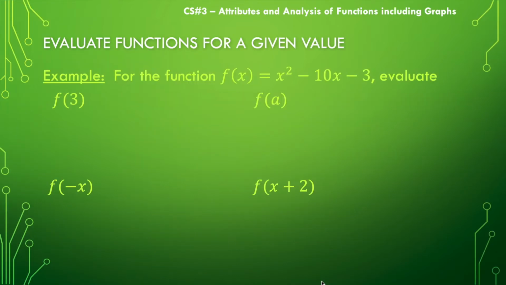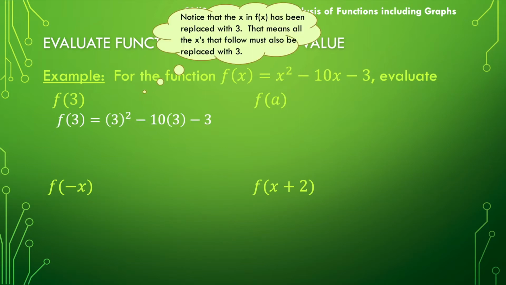So let's jump in. Sometimes we are given a defined function, such as the one you see here, f of x is equal to x squared minus 10x minus 3. And we're asked to evaluate specific function values. So when I see something that looks like f of 3, that's really saying, what is the y value when I substitute 3 in for every x in the function? Notice every x in this defined function has been replaced with 3.